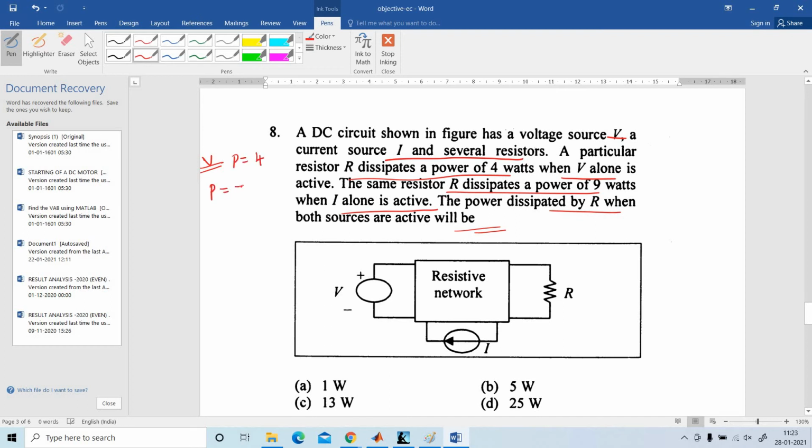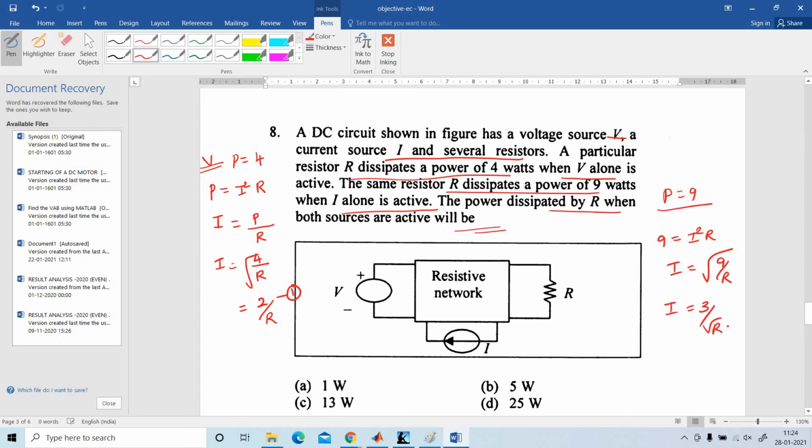What is the formula? P is equal to I square R. What is the current I? I is equal to square root of P by R. So I is equal to square root of 4 divided by R, that is 2 by root R. This is for the first one. For the second case, the same resistor R dissipates the power of 9 watts when I alone is active. So P is equal to 9. So 9 equal to I square into R. What is I? Square root of 9 by R. I is equal to 3 by square root of R.